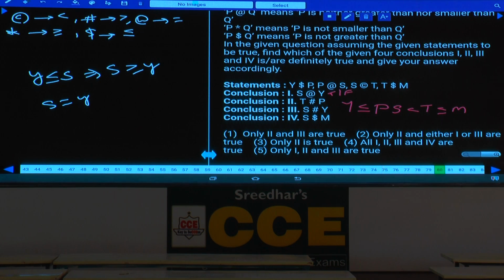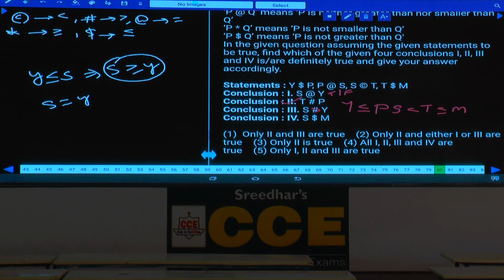And again, T hash P. Hash stands for what? Hash is T greater than P. T greater than P, P lesser than T. T greater than P, definitely true. Isn't it? Then coming to this one, S hash. S means S is greater than Y. S greater than Y may be true, may be false. Because S is greater than or equals. And this is also either true or false.